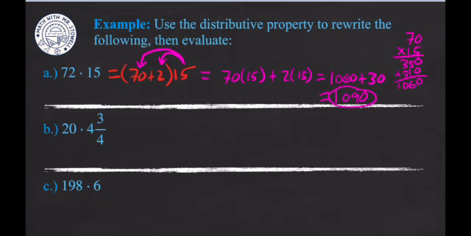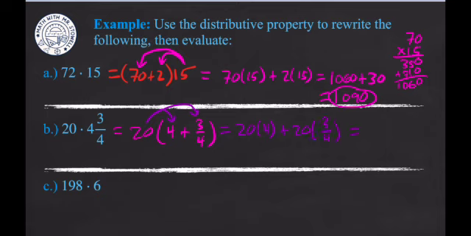Okay? This next one. 20 times 4 3/4. This is saying that 20 times 4 plus 3/4, right? That's 4.75. 3/4 is 0.75. So that is 4 plus whatever that decimal is. So let's distribute that. This would be 4 times 20 plus 20 times 3/4.